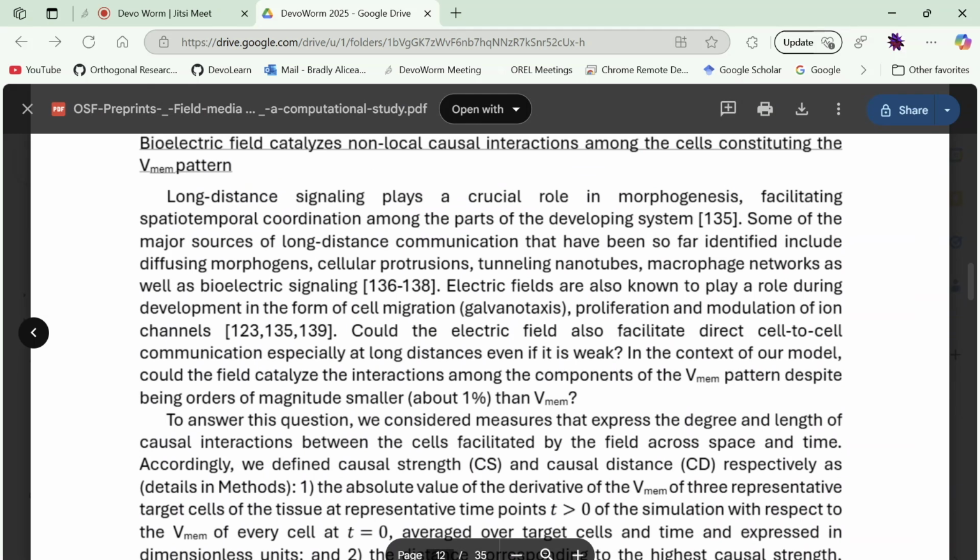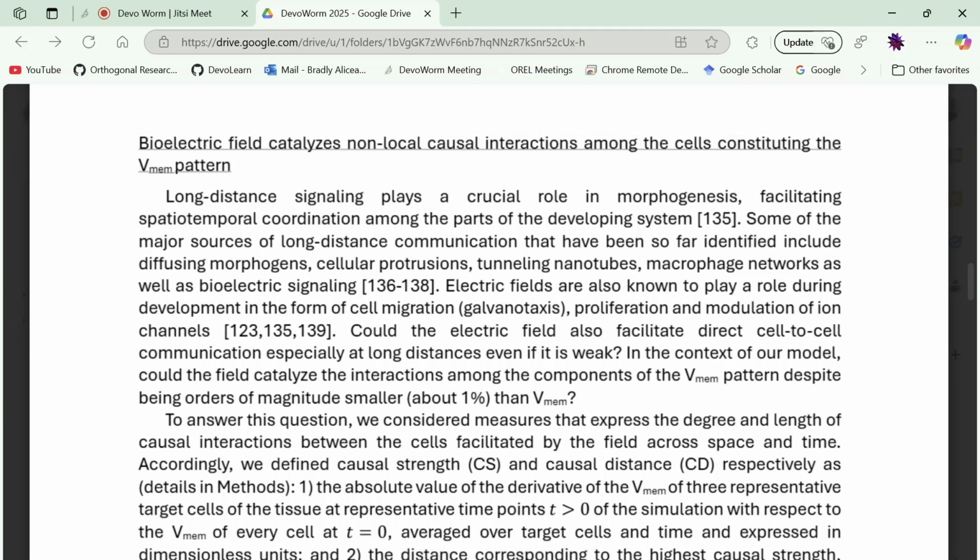Then they talk about non-local, long distance signaling. So they talk about these non-local causal interactions among the cells constituting the VMEM pattern. Long distance signaling plays a crucial role in morphogenesis, facilitating spatiotemporal coordination among the parts of the developing system. Some of the major sources of long distance communication that have been identified so far include diffusing morphogens, and this is from, of course, chemical morphogenesis, where you have these signals that diffuse across your pattern forming surface, and these morphogens interact and the gradients collide, and you get these striping patterns or other types of boundaries. Cellular protrusions, tunneling nanotubes, macrophage networks, as well as bioelectric signaling. So all these things are known as long distance communication sources.